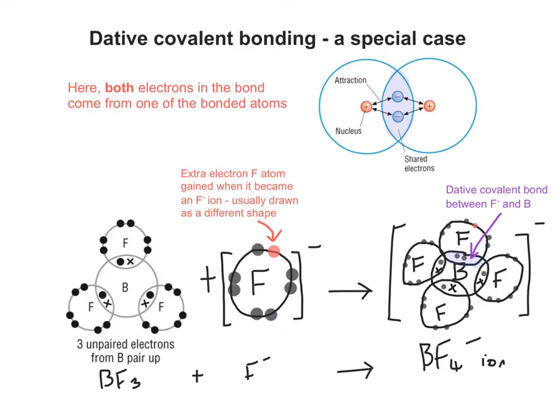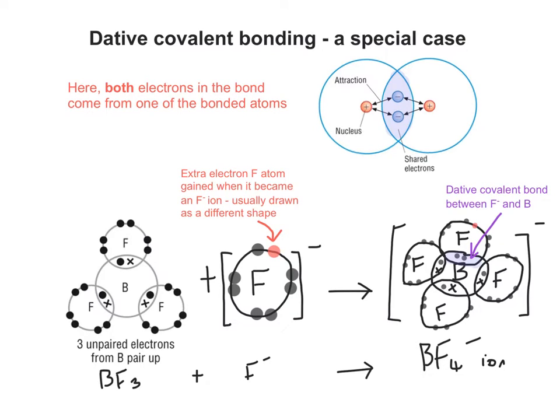The fluoride ion, you'll notice I've put a red electron in there, the 8th electron. Fluorine atoms only have 7 in their outer shell. If they pick up an extra electron by gaining it, they then become a fluoride ion. And I've actually drawn that in the fluoride ion there, so you can see that it's actually from somewhere else.